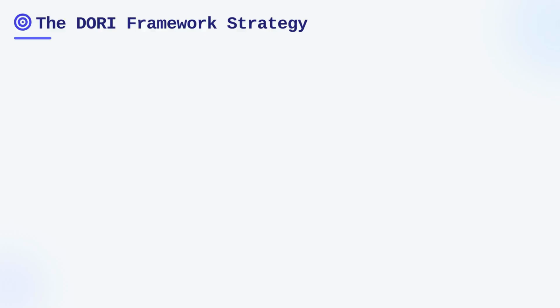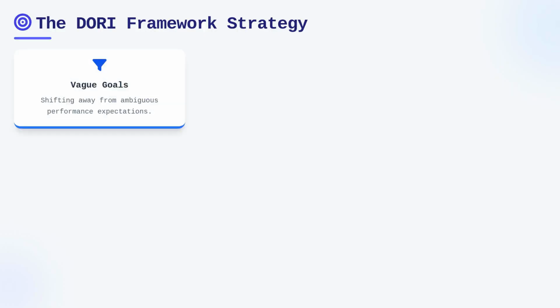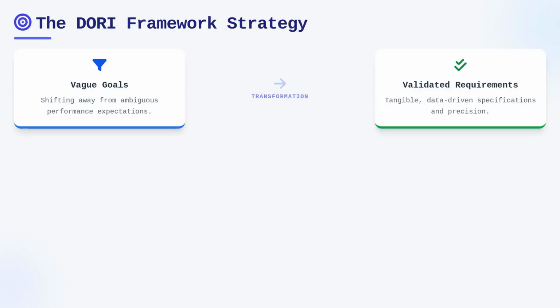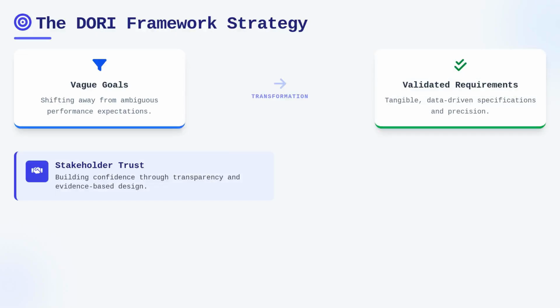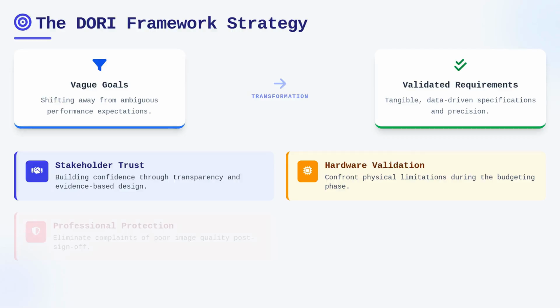By adhering to the DORI framework throughout the design process, you shift the conversation from vague performance goals to tangible, validated requirements. This not only builds immense trust with the stakeholders, but also forces you to confront the physical limitations of your hardware early in the budgeting phase. If a specific area requires identification, but the physical distance makes that impossible with the preferred camera technology, you now have the data to explain why a different sensor or a different mounting location is required.